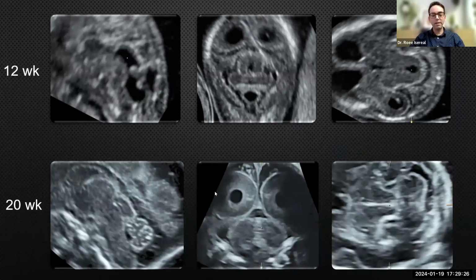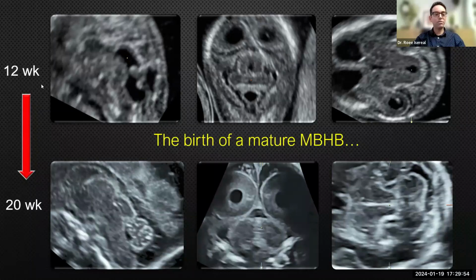And you all know from your daily practice these images at 20 weeks of the cerebellum, both on the coronal, the sagittal, and the axial, which is the screening view. However, there is a big question, like a big elephant in the room: what's going on in between? What's going on between 20 and 12 weeks? Because this brain did not achieve its mature appearance 2 days before 20 weeks. Something happened much earlier. And what I'm claiming is that during this period, it is what I call the birth of the mature midbrain and hindbrain.